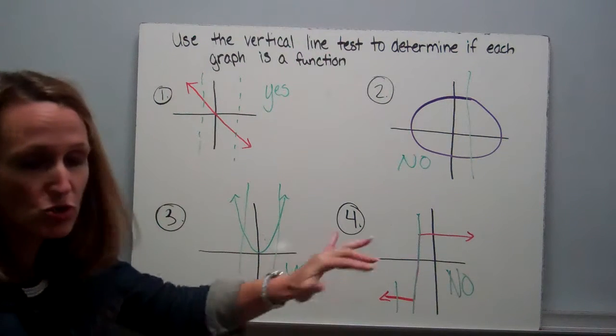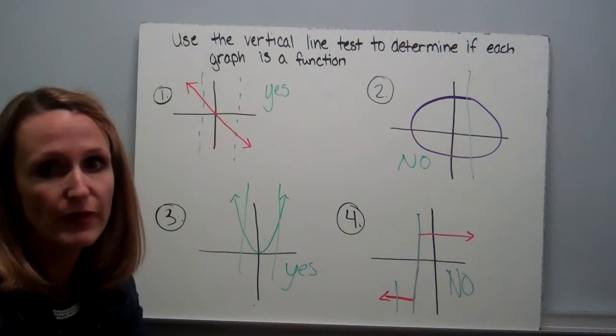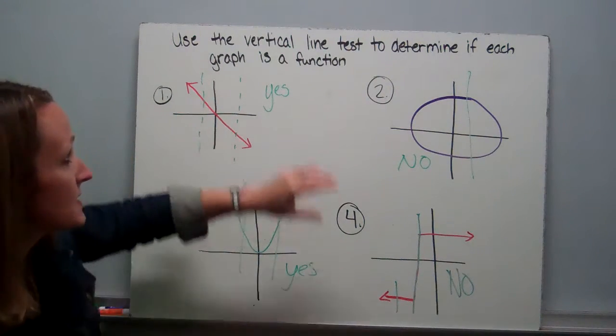So even though you could draw a line in some places and it only touches in one, you've got to consider your whole figure when you're looking at your vertical line test.